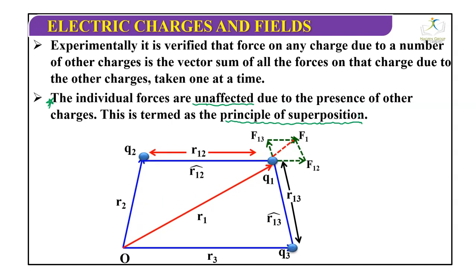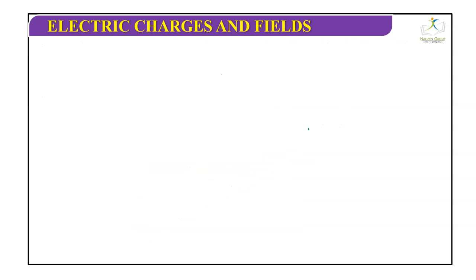This is the right statement. So we have a number of charges. We can calculate the resultant force from here also, as you can see. So Q2 applies a force on Q1, which is F12. Q3 applies a force on Q1, which is F13. So the resultant force we receive will be F.